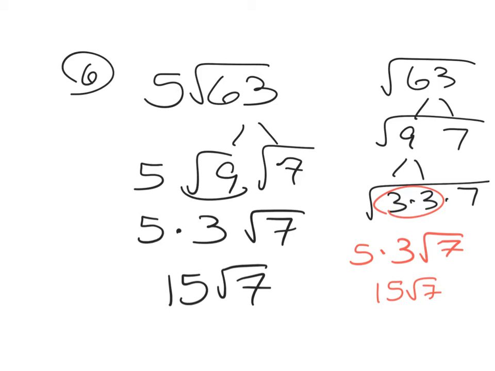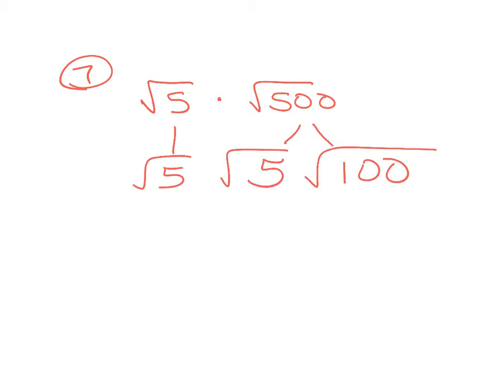Let's do another multiplication with radicals. So for number 7, square root of 5 times the square root of 500. Now, I could multiply this and get 2,500 and then have to break it down, but instead, I'm going to factor this. Because we're not using a calculator, multiplying this and then finding the square root of 2,500 might be a bit challenging. So sometimes it's easier if you factor your numbers before you multiply and start looking for pairs. So again, I'm going to break the 500 into 5 times 100.